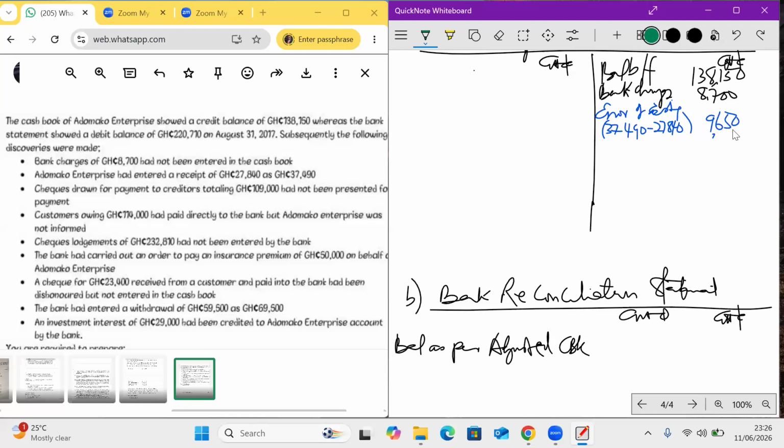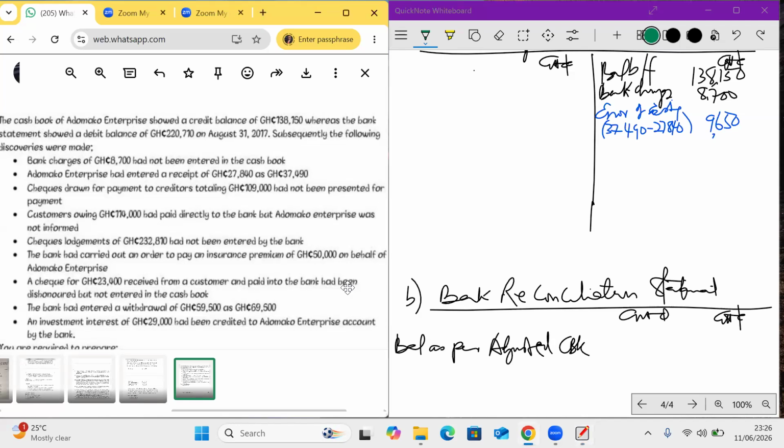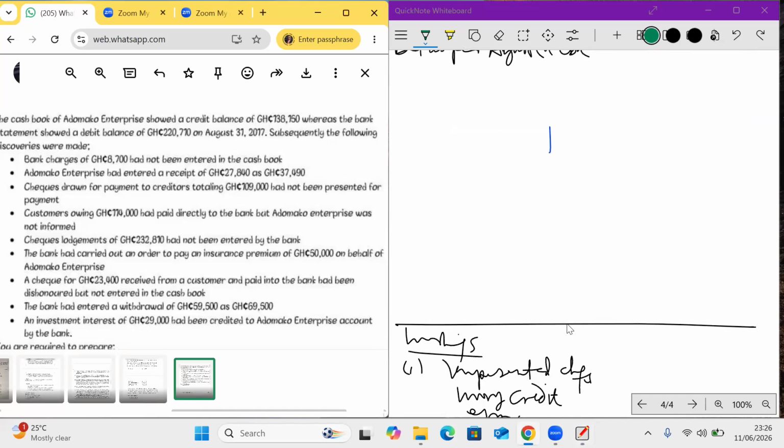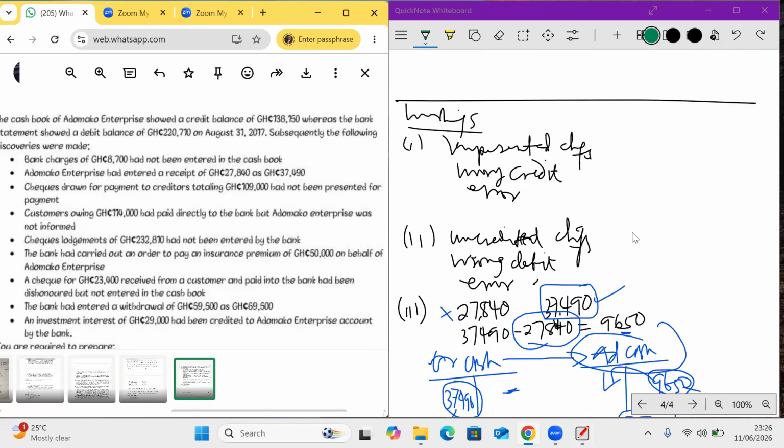Cheques drawn for payments to creditors totaling 109,000 had not been presented for payment. So, unpresented cheques. How much is it? 109,000.